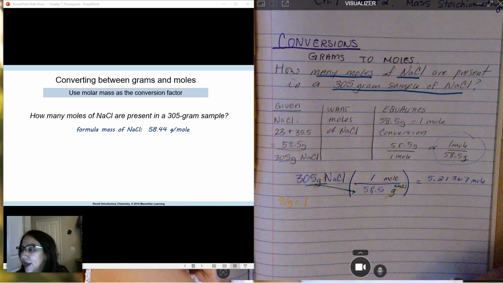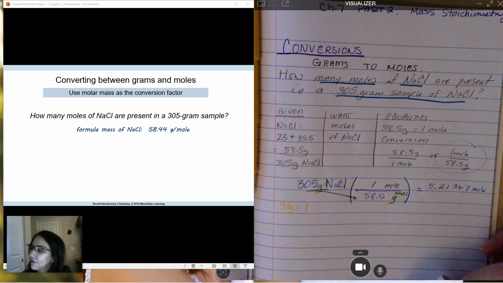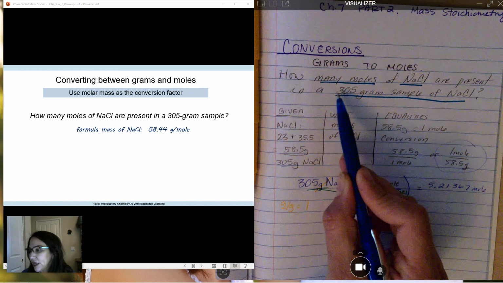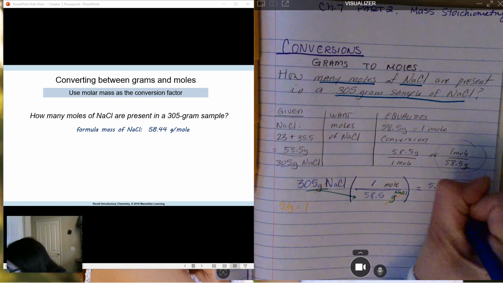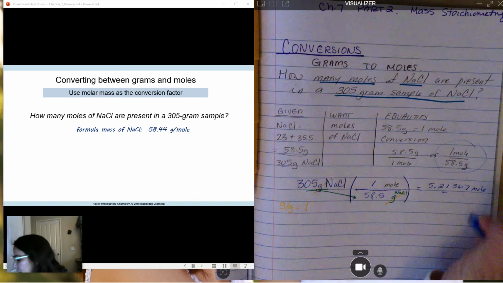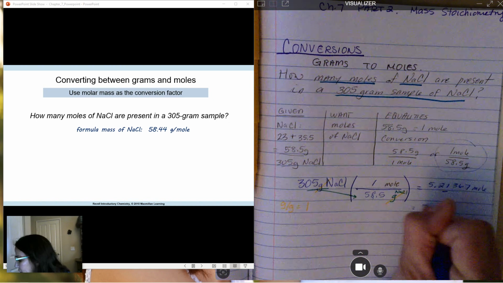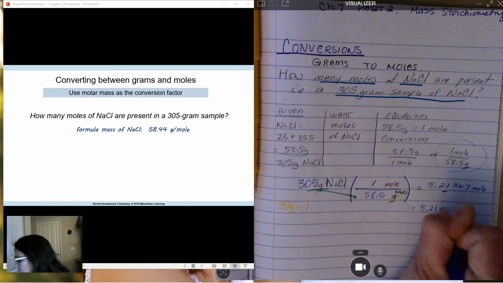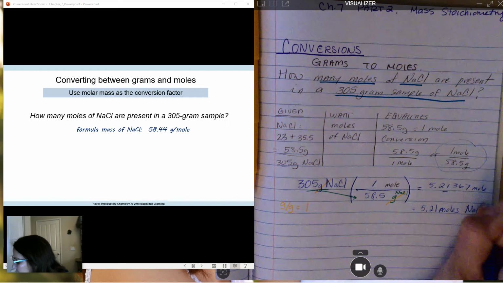Now we're going to apply our significant figure rules and make sure that we have the correct number of significant figures. Based on the given, we are given 1, 2, 3 significant figures. So my answer is going to have 3 significant figures. It's going to go to this spot right here. Next to the 1 is a 3, so it does not round up. So therefore, my final answer is going to be 5.21 moles of sodium chloride.